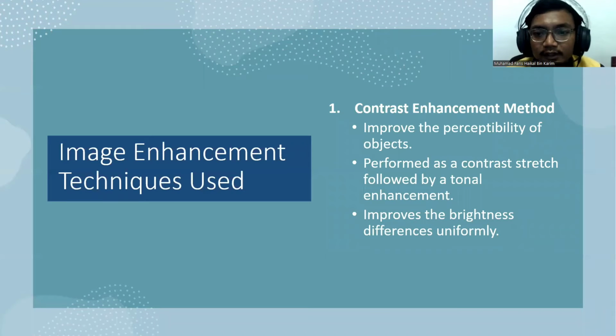The first one is the contrast enhancement method. This method improves the perceptibility of objects in the scene by enhancing the brightness difference between objects and their background. Contrast enhancement is typically performed as a contrast stretch followed by a tonal enhancement. The contrast stretch improves the brightness difference uniformly across the dynamic range of the image, whereas the tonal enhancement improves the brightness difference in the shadow, midtone, and highlight regions at the expense of brightness difference in the other regions.